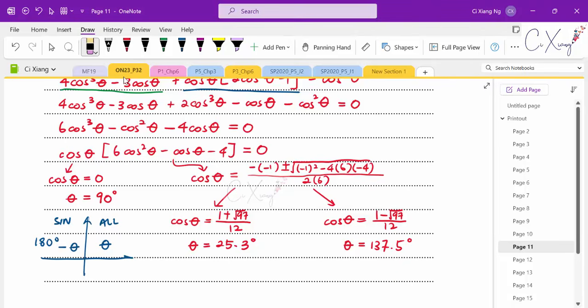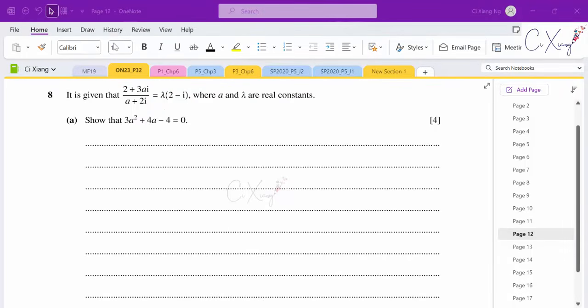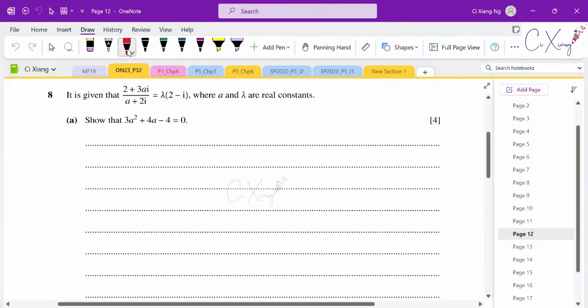Okay, so compile all the answers together. Therefore, my data is having three different answers, which are 25.3, 90 degrees, and also 137.5. Alright, so this is how we solve question number 7. Okay, so now we discuss question number 8.